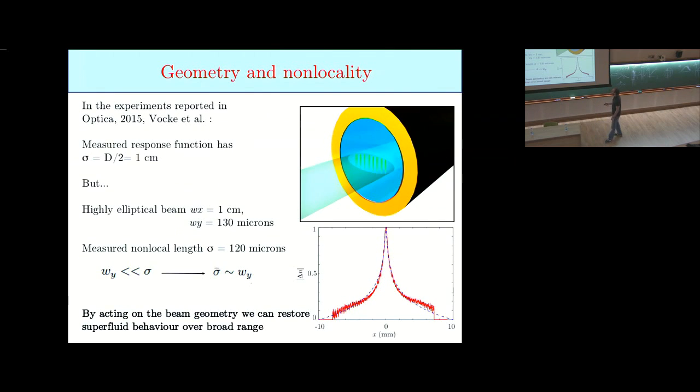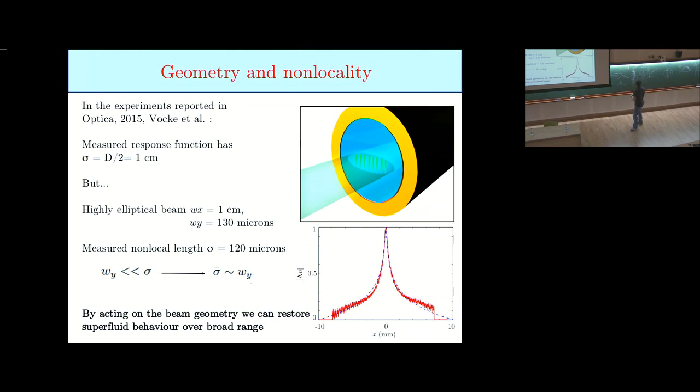So I went a little bit through these details to show you the kind of physics problems that you encounter, the interesting discoveries that you can make, just trying to build something new. But essentially, the bottom line is that by acting on the beam geometry, we can restore superfluid behavior. Remember, the natural sigma of the system was 1 centimeter.